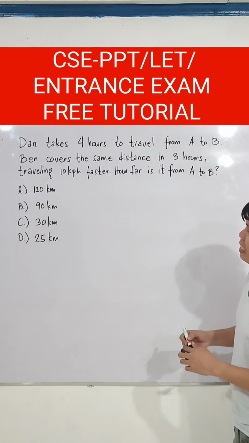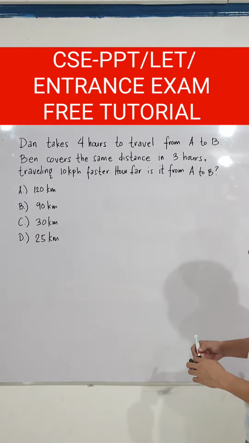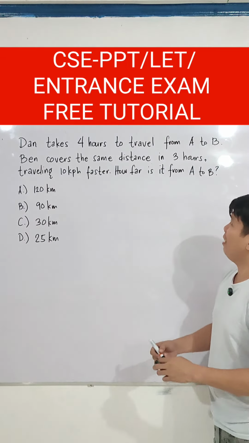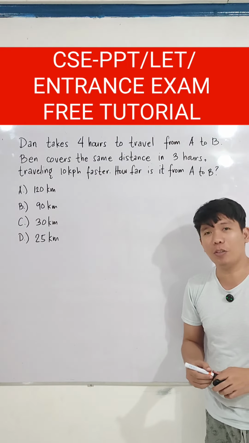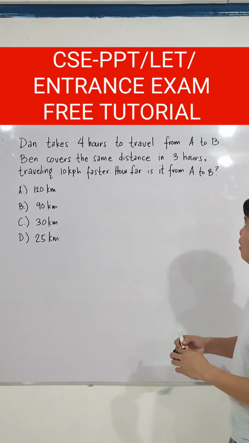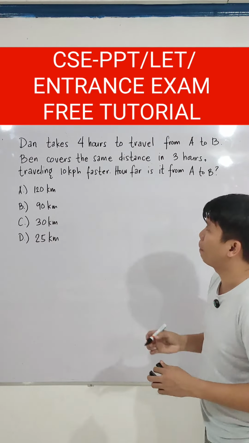We have here, Dan takes 4 hours to travel from A to B. Ben covers the same distance in 3 hours traveling 10 km per hour faster. How far is it from A to B?